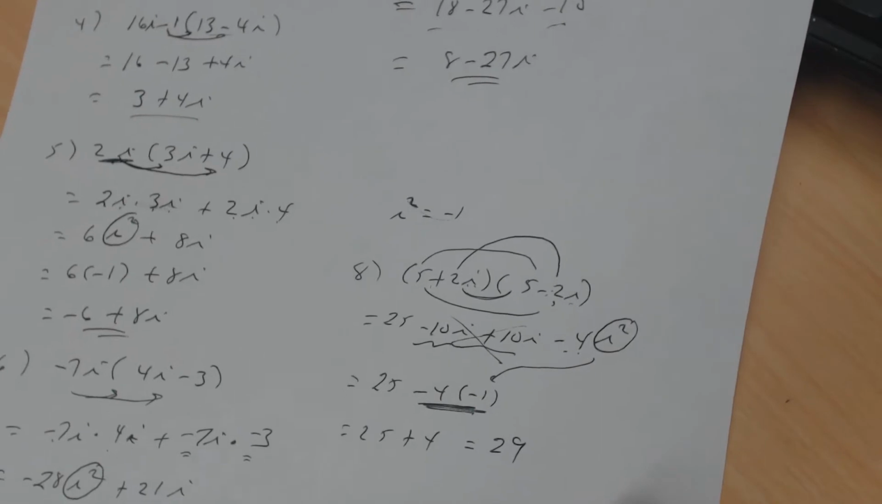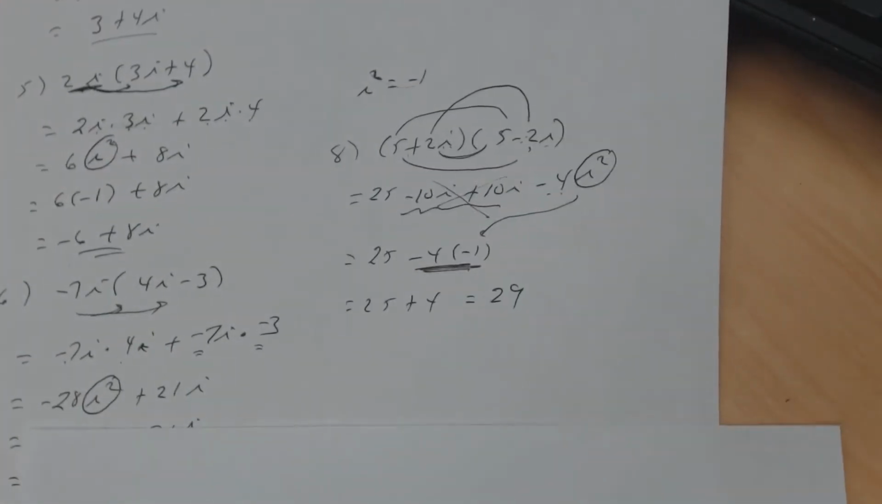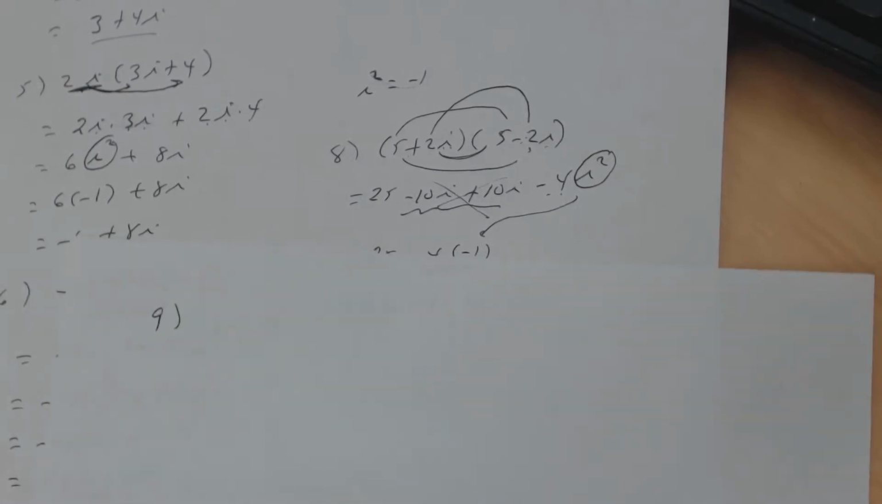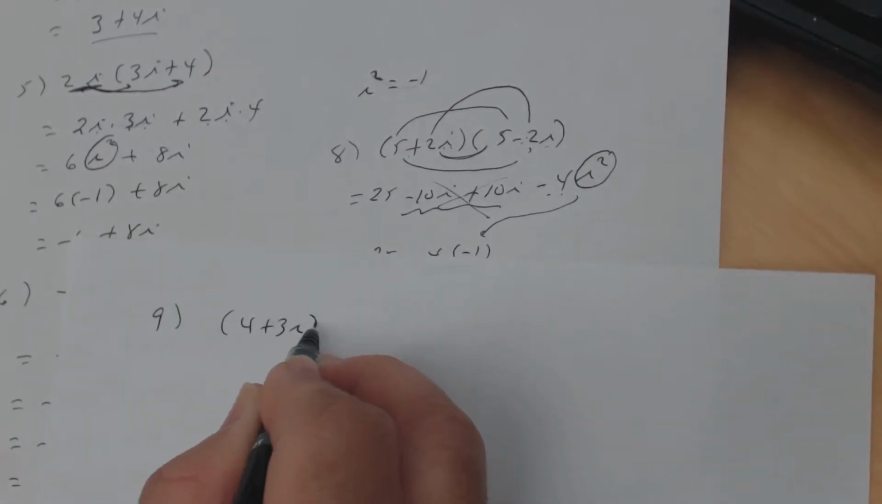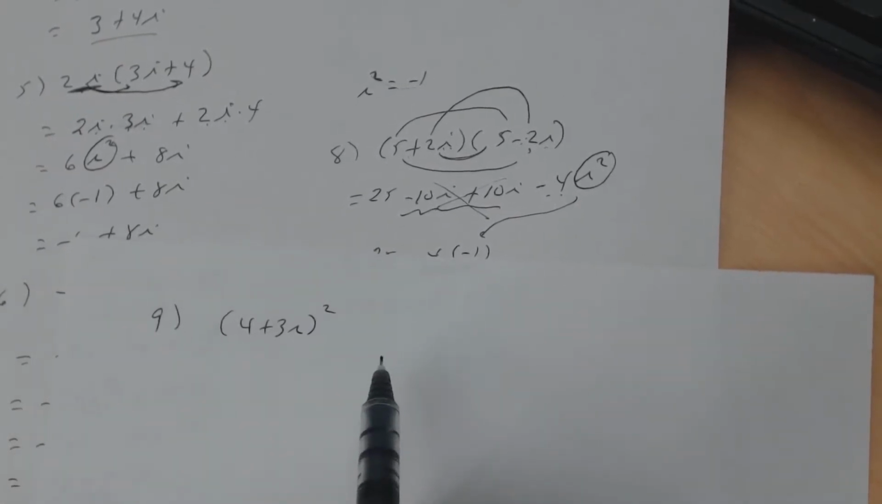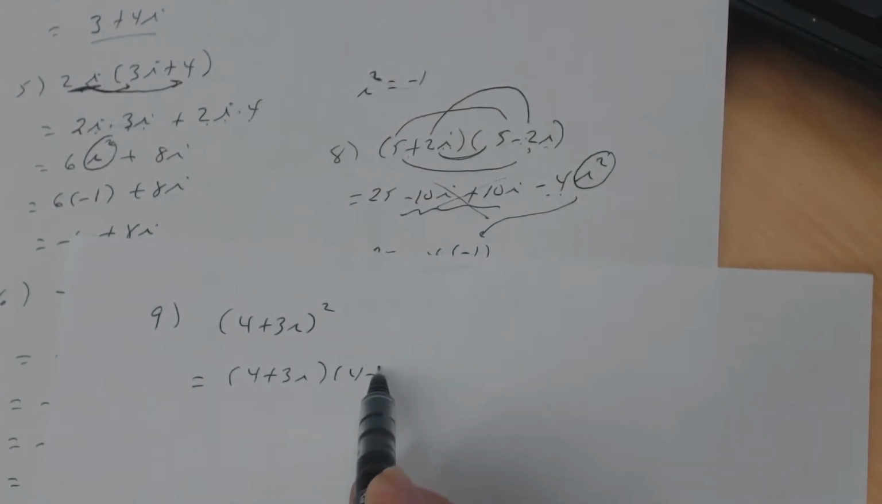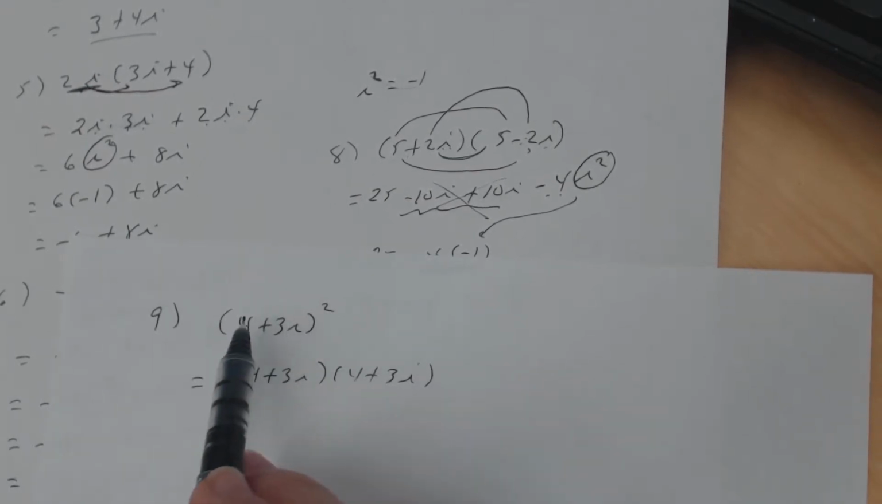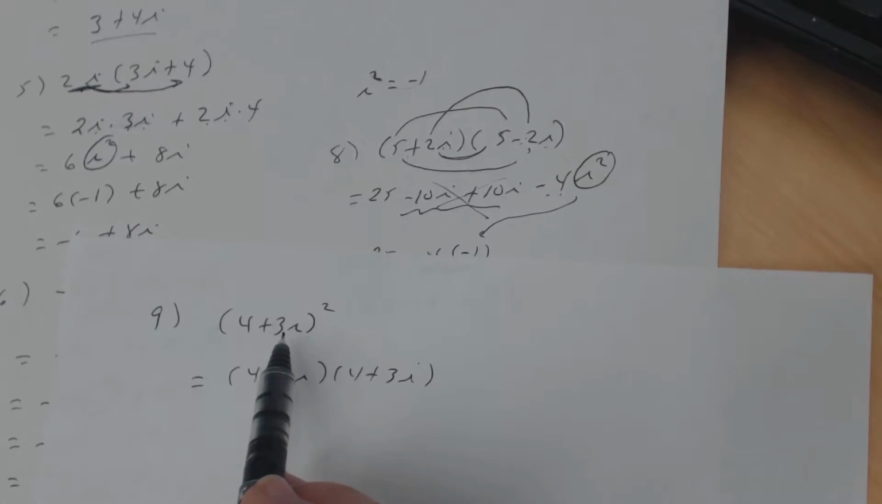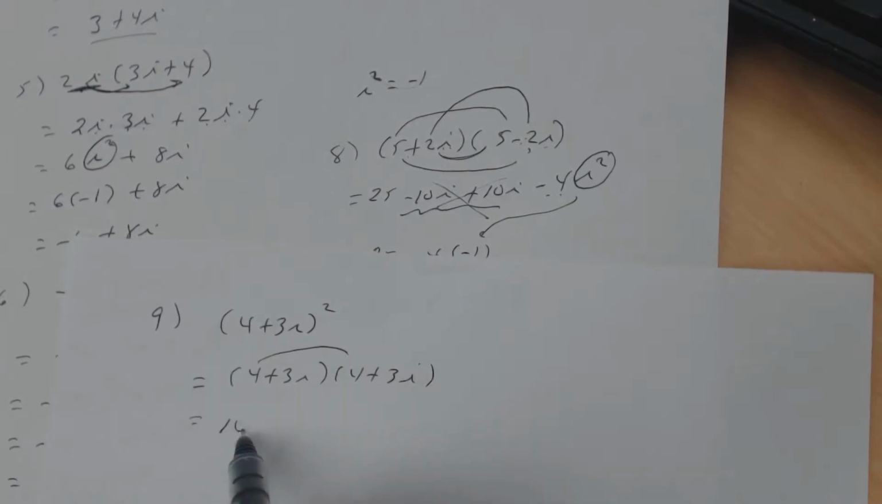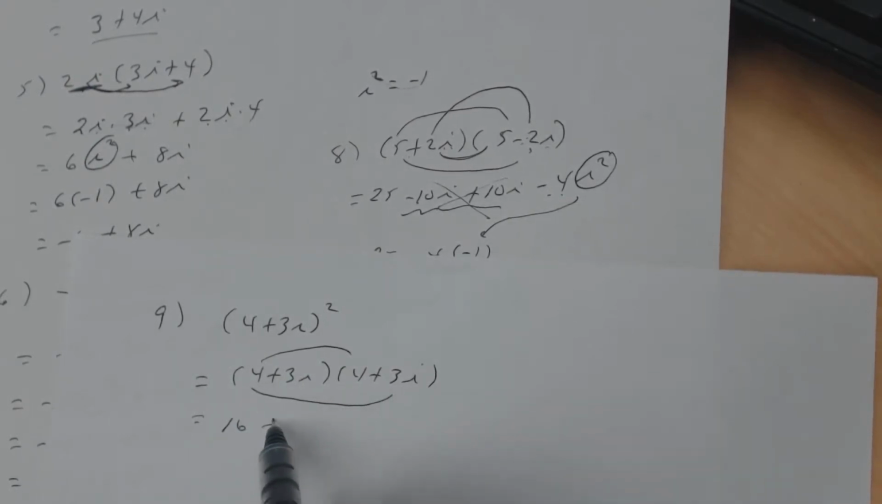Okay, number 9. You have 4 plus 3i squared. Remember, 4 plus 3i squared, a binomial squared, means 4 plus 3i times 4 plus 3i. And that's the way you need to write it first. Because if you don't, you're going to say 4 squared is 16, and then 3i squared is 9i squared, and that's not correct because you're missing the outer and the inner. So don't make that mistake. Write it out. Now, using FOIL, because those are two binomials, 4 times 4 is 16. The outer is 12i.